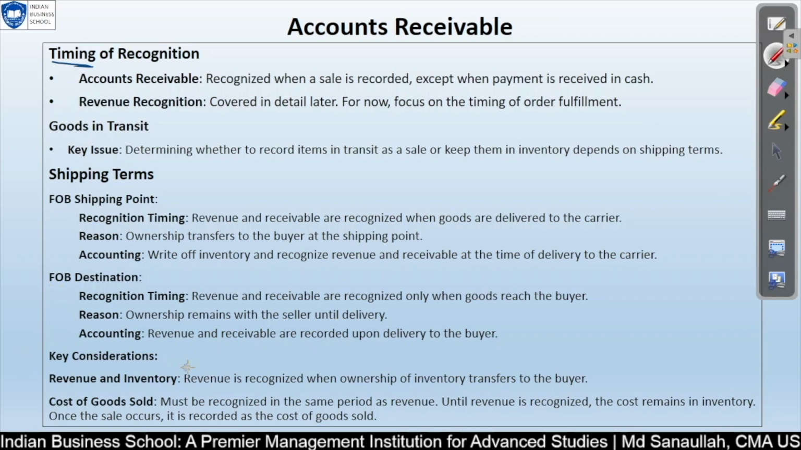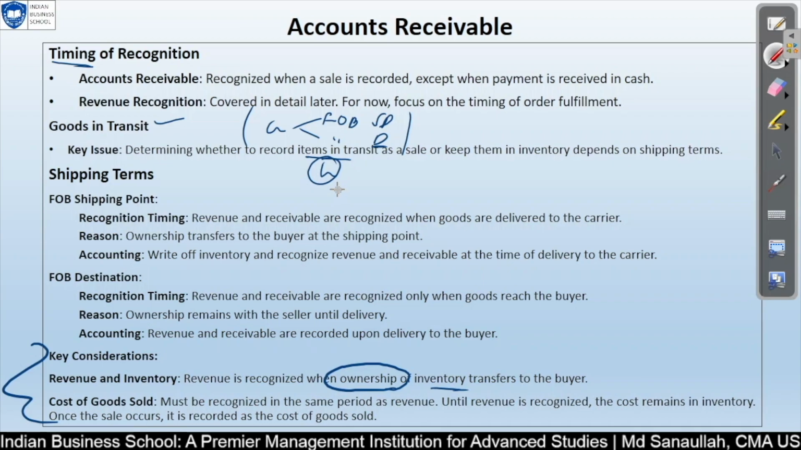Now there is another point we need to understand: shipping terms and goods in transit. From the goods point of view, goods will be recognized based on free on board shipping point or free on board destination point. This is the goods perspective. Now if you talk about revenue, it is recognized when the ownership of inventory is transferred. Along with these goods you have ownership. When you are selling, you have ownership of that particular goods.